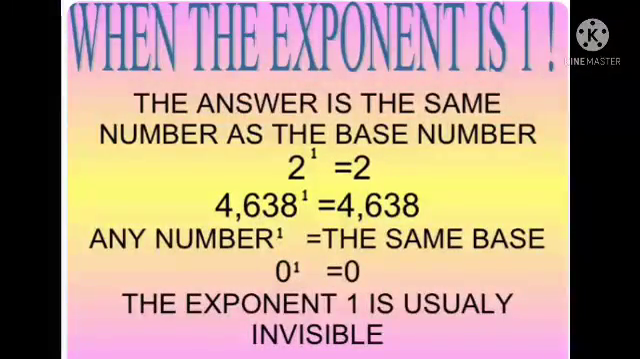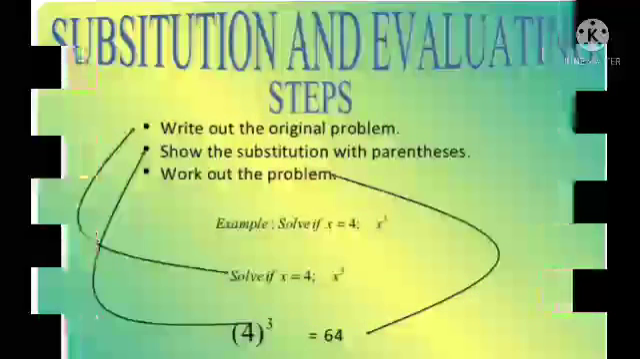When the exponent is 1, the answer is the same number as the base number. Example, 2 raised to the power 1 is equal to 2. 4638 raised to the power 1 is equal to 4638. Any number raised to the power 1 is equal to the base number. 0 raised to the power 1 is equal to 0. The exponent 1 is usually invisible.